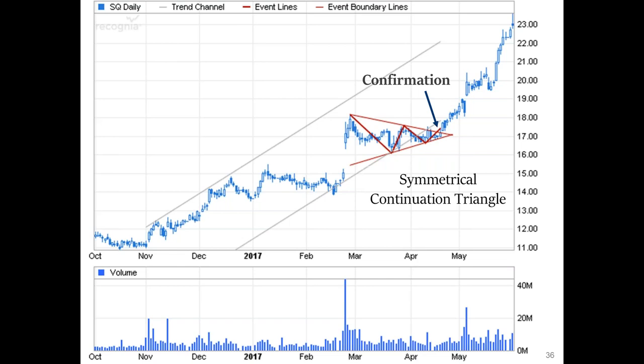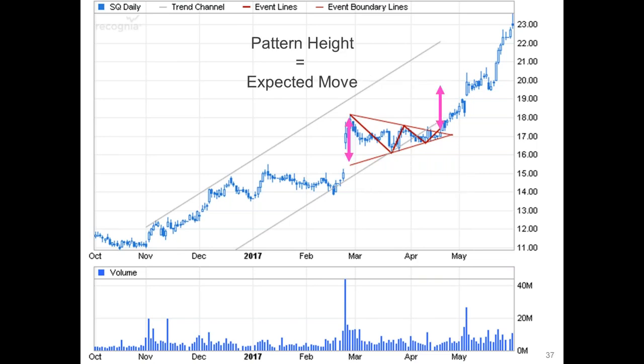Only once they are confirmed do they become tradable events for our users. Now, the reason I said that I think classic patterns perhaps are the most actionable is because they tell us something about what may happen next.